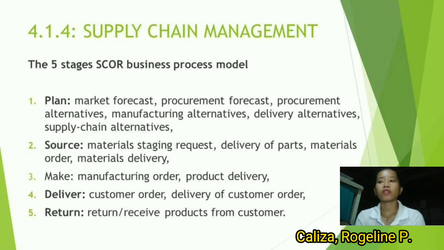Materials delivery is what is planned, what you make or need. And what to make is the manufacturing order, and the product order is made of production, and delivery is the customer order. Delivery of the customer's order is the service of suppliers, and it makes the expectation of customers. And return is to return or receive product from customers.